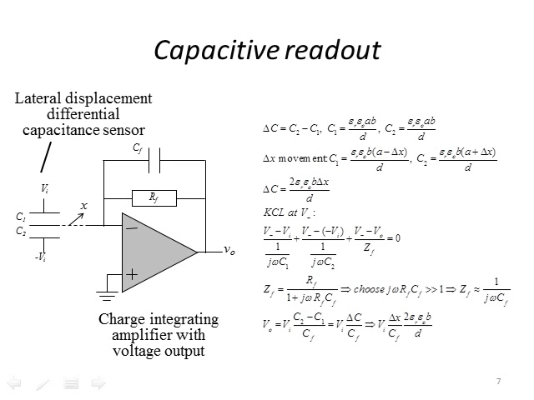The feedback impedance is RF divided by 1 plus j omega RF CF. And if we choose j omega RF CF much greater than 1, then we can simplify this impedance to 1 over j omega CF. And then our V out is equal to Vi times delta C over CF.